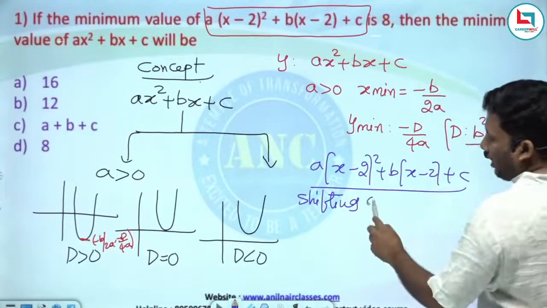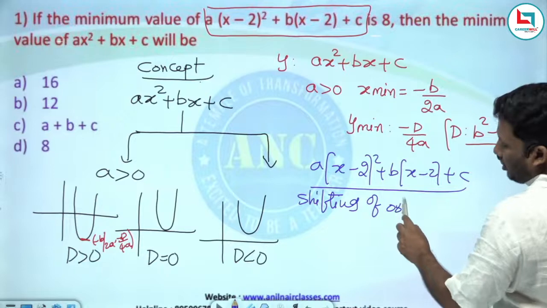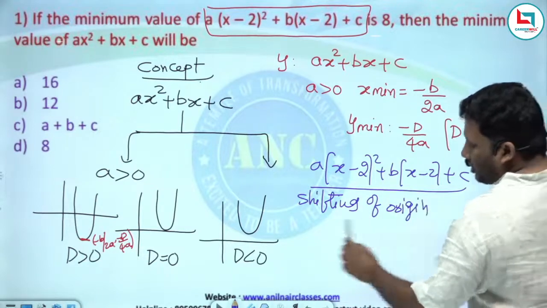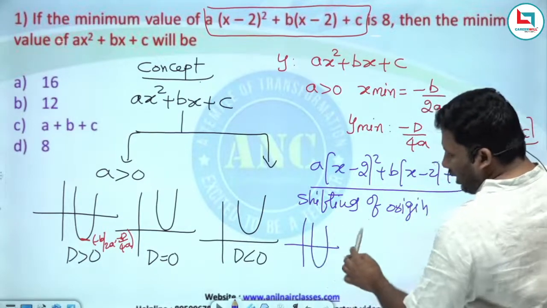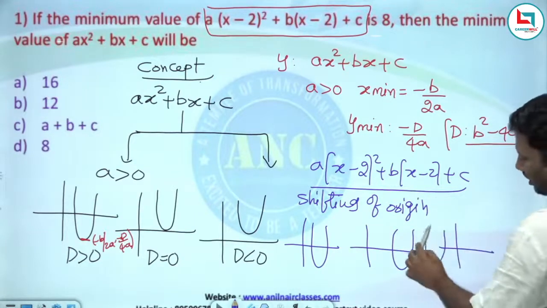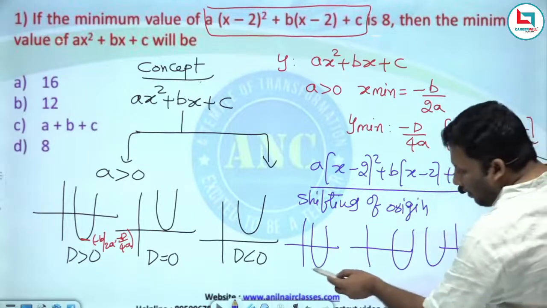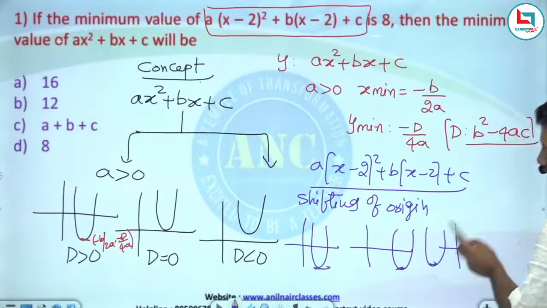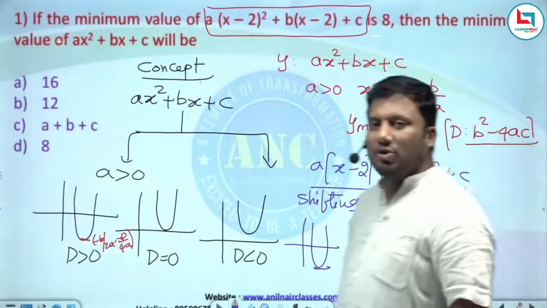It is nothing but shifting of the origin. If I shift the graph, suppose the graph is like this. If I shift the graph by another 3 units to the right, the minimum value does not change.